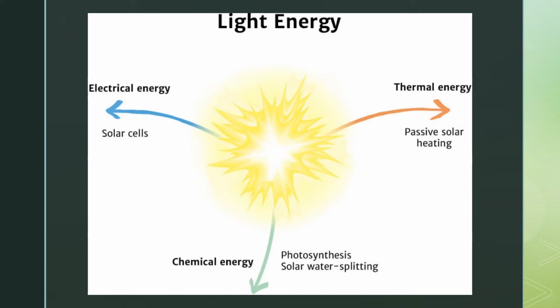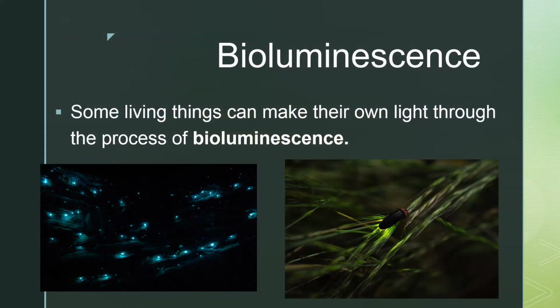This illustration shows us that light energy can be transformed into other forms of energy. Bioluminescence. Some living things can make their own light through the process of bioluminescence. It is a chemical reaction that occurs within the body that produces light energy.